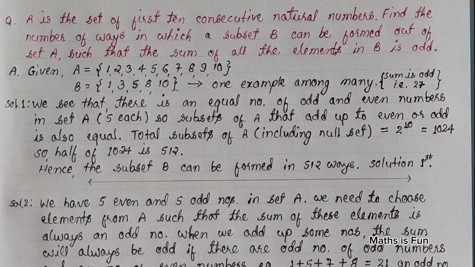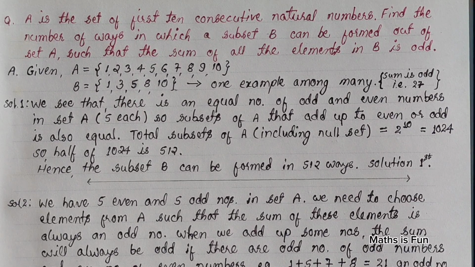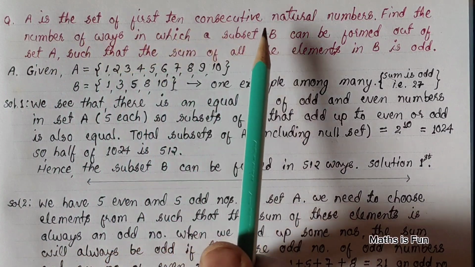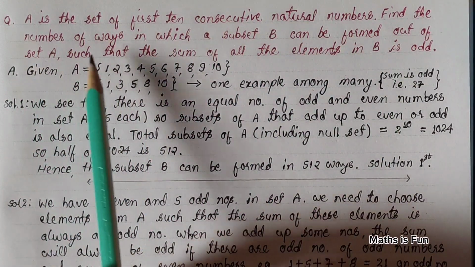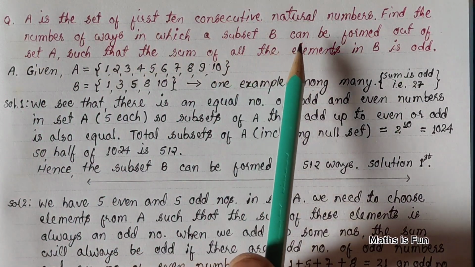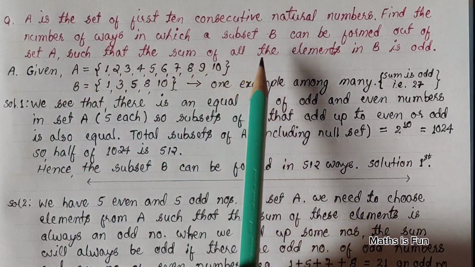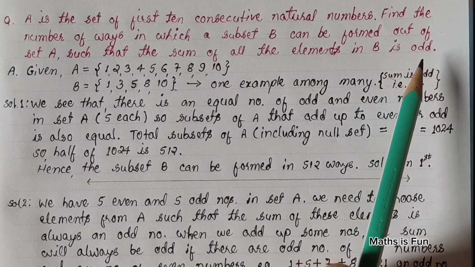In this video I have an interesting question related to odd and even numbers. The question is: A is the set of first 10 consecutive natural numbers. Find the number of ways in which a subset B can be formed out of set A such that the sum of all the elements in B is odd.